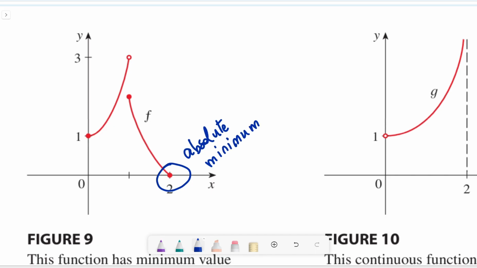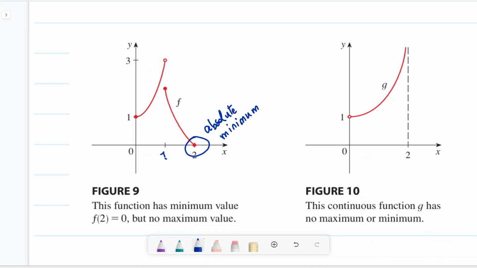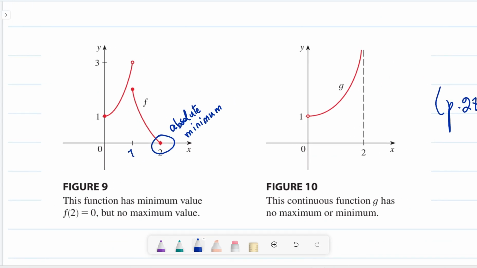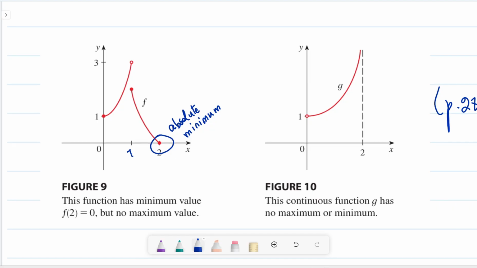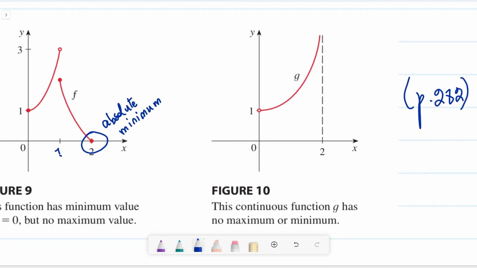And let's try to find the highest point on the graph. You might say that it is when x equals 1. However, this point right here is not defined. It's not part of the domain because we have an empty dot right there. So in fact, we don't have a maximum value in this graph. Now let's look at figure 10. So we have an asymptote at x equals 2. So the function will keep on increasing but never touches x equals 2.